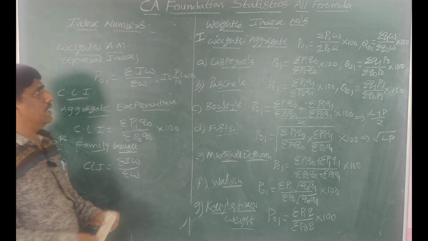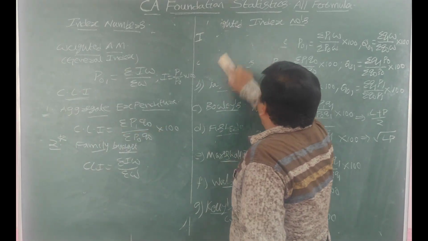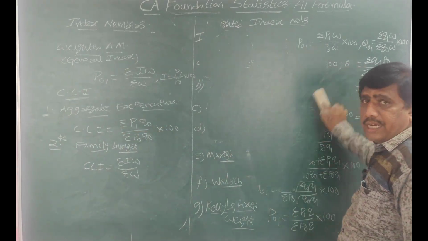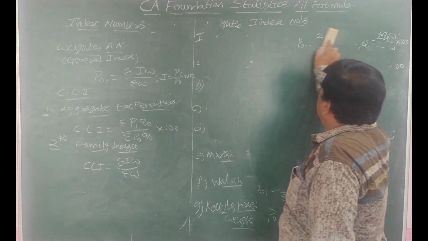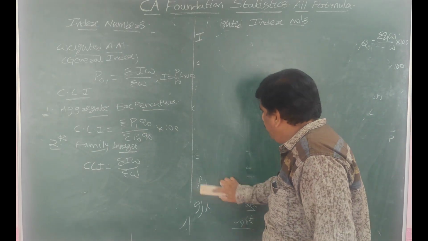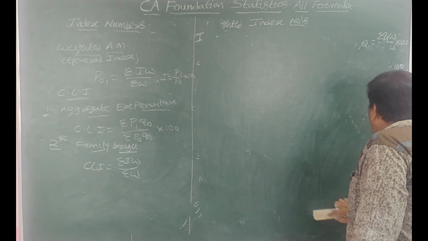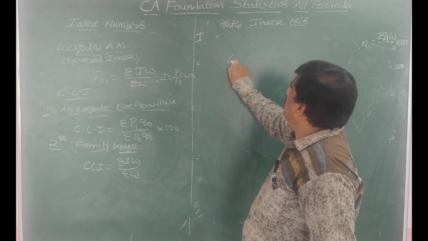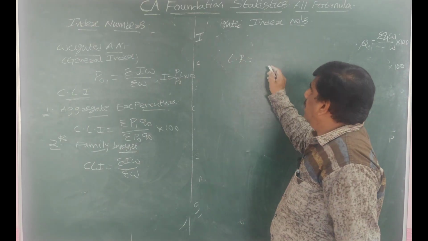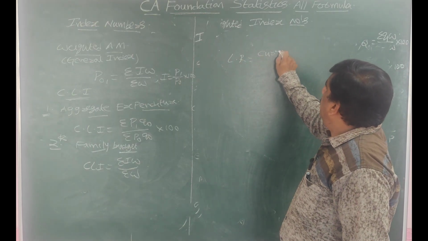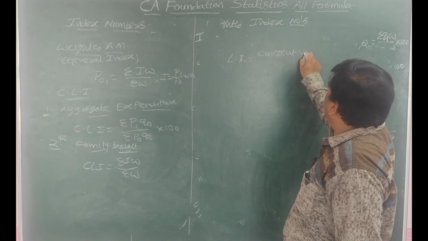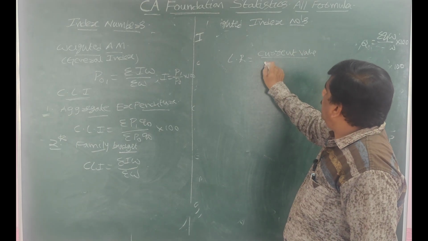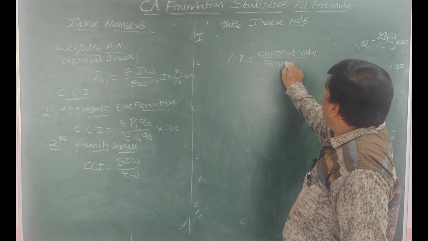Okay, next in index numbers, there are fixed base index numbers and chain base index numbers. For chain base index, first of all we have to compute the link relative. The formula for link relative is current value by previous value into 100. Link relative formula, current value by previous value into 100.